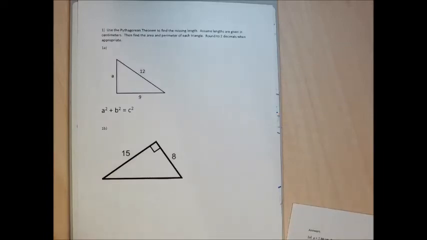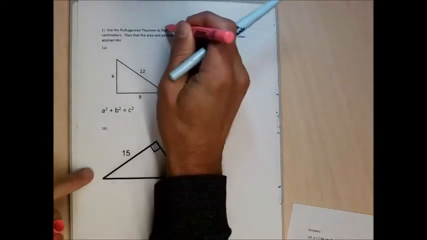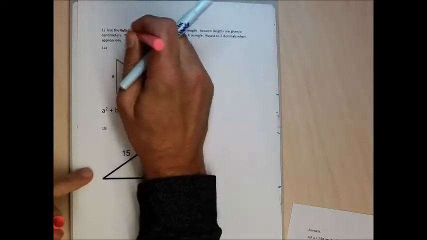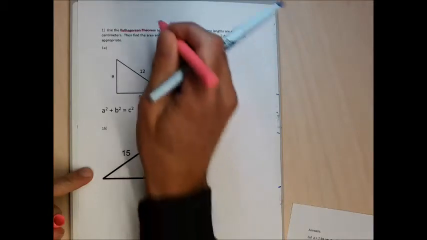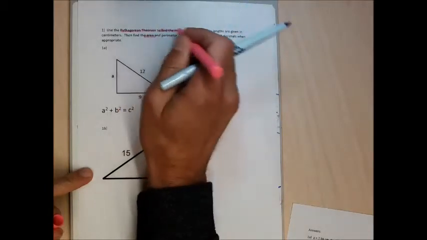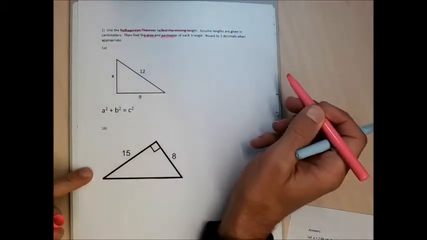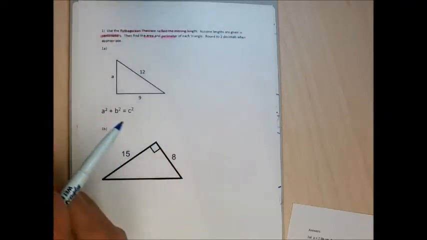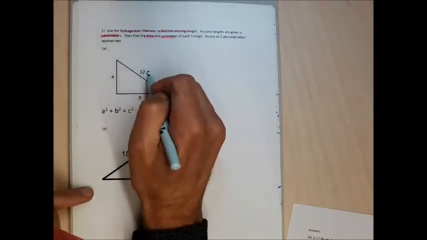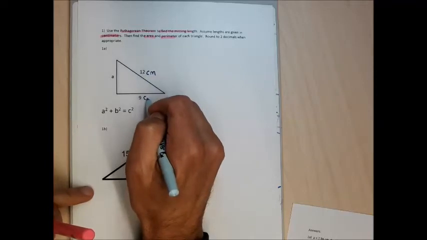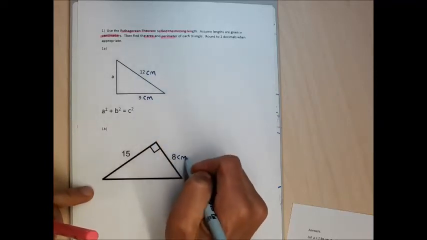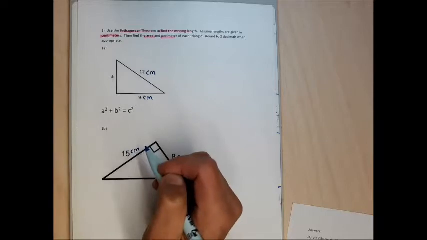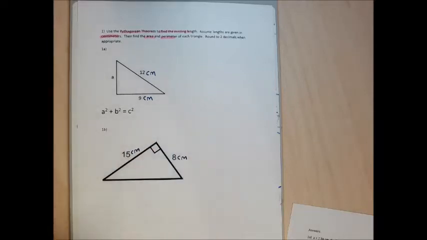Alright, so problem 1 has a bunch of parts. The first part is to find the missing length using the Pythagorean Theorem. And then the second part is to find the area and the perimeter of each of these triangles. And for whatever reason, I didn't find triangles that had units marked. So I'm going to assume that all the lengths are in centimeters. So when I go to do problem 1a, I'm going to assume that the given lengths are in centimeters. Similarly for 1b, 1c, and 1d.